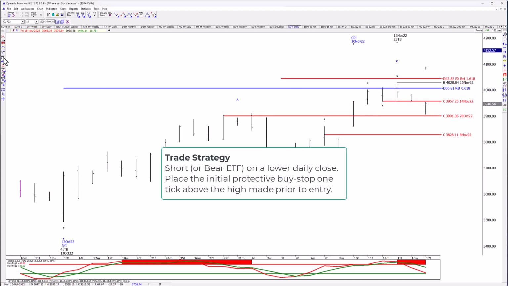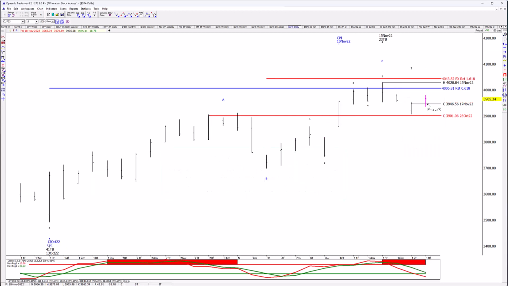So let me just put those two prices in. And that was just Thursday, a couple of days ago. Let me just clean this up a little bit. So that Friday closed up on the day. So may get stopped out of this.